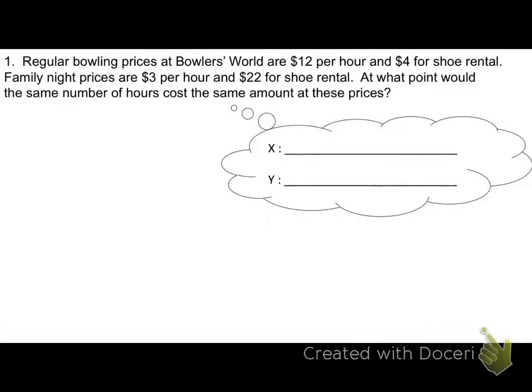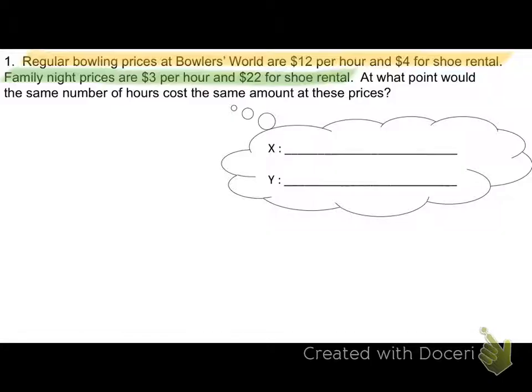If you compare it to a word problem that you're used to, it's actually double the problem. You're used to a word problem that's just like this: Regular bowling prices at Bowler's World are $12 per hour and $4 for the shoe rental. That's what you're used to. However, because this is a system of equation word problem, there's actually a second part to it, which are the family night prices. You know a system has two equations, so it's basically like double the problem that you're used to.